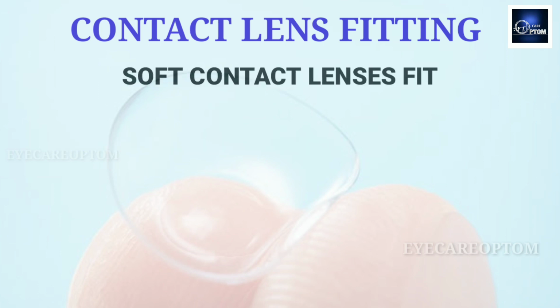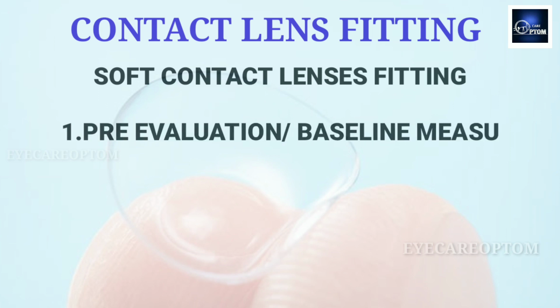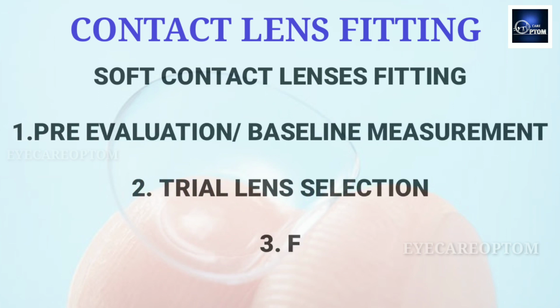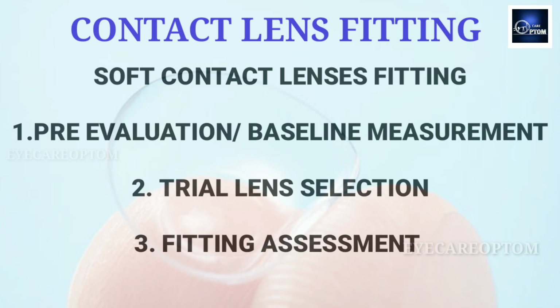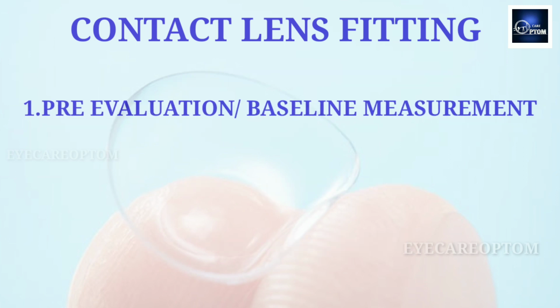For a soft contact lens fitting, we need to check for three key elements. First one is pre-evaluation, that is baseline measurements. Second one is trial lens selection. Third one is fit assessment. In this video, we will be discussing the pre-evaluation baseline measurements of soft contact lens fitting.